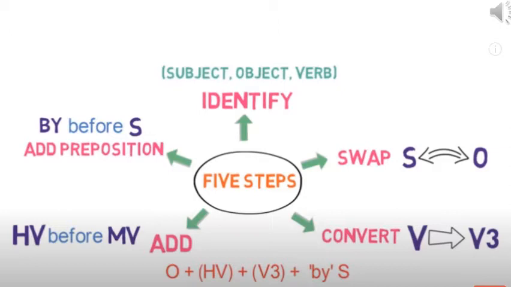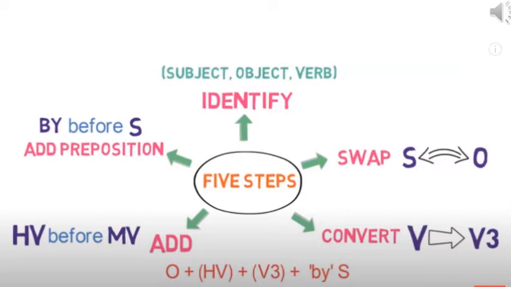First step is to identify the subject, object and main verb in any given sentence. Second step is to swap or to change the position of subject with the object and object with subject. Third step is to convert the main verb into the third form of verb. Fourth step is to add a proper helping verb of to be form before main verb. Fifth step is to add preposition by before the subject.